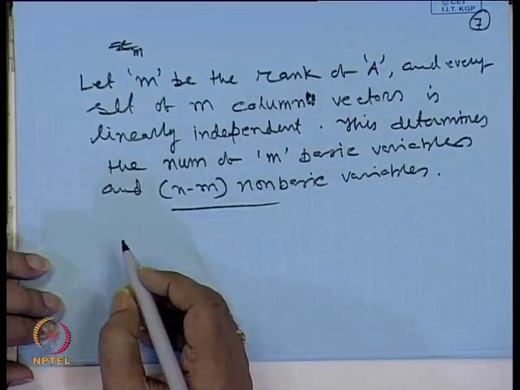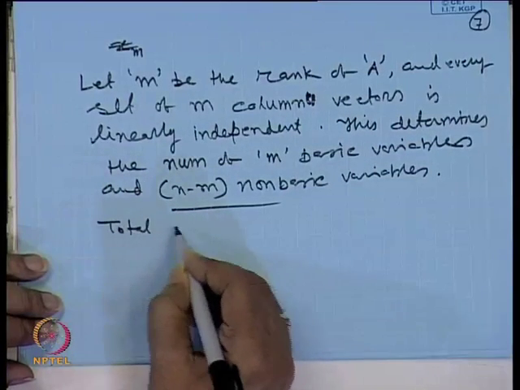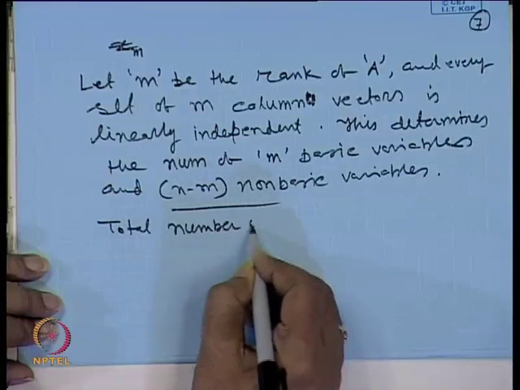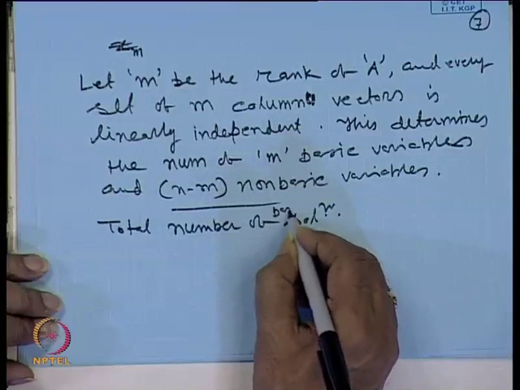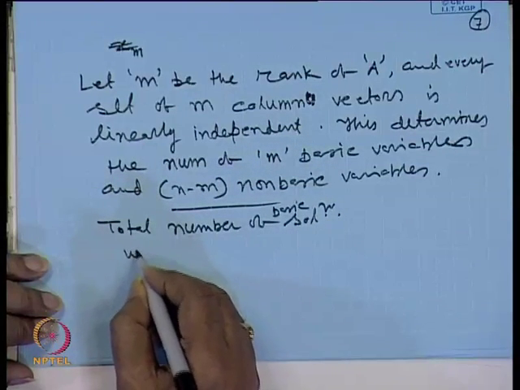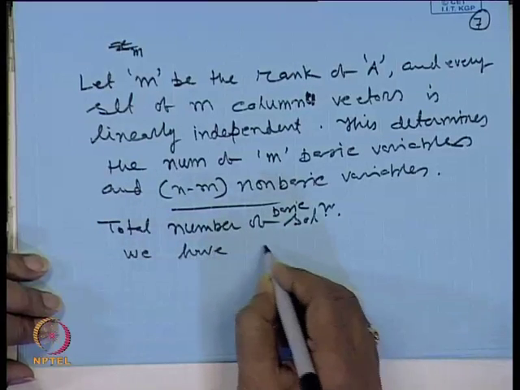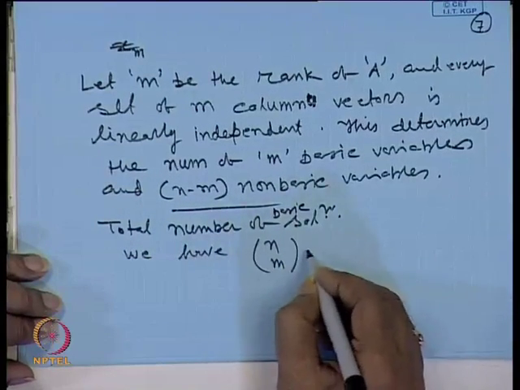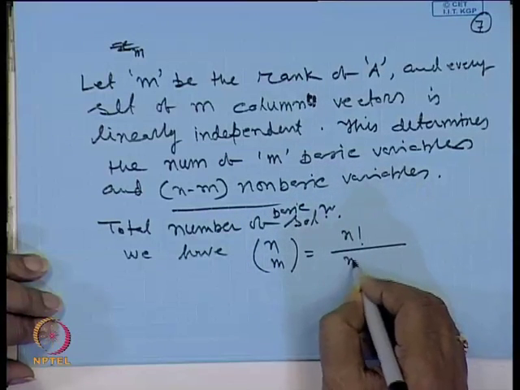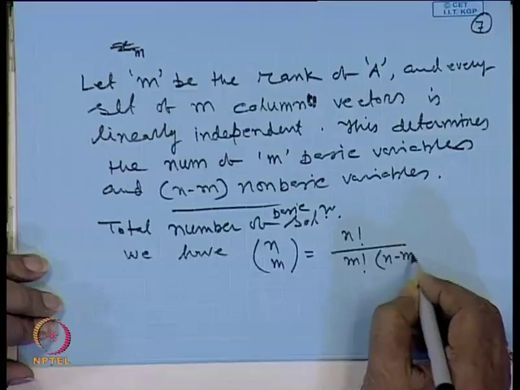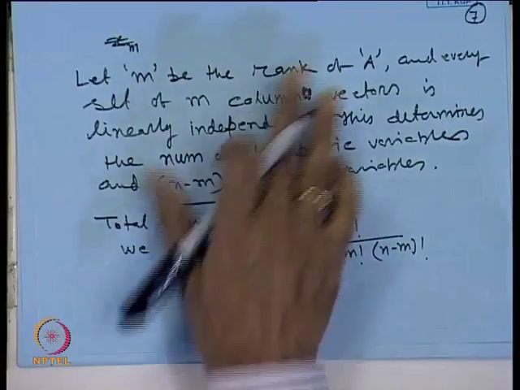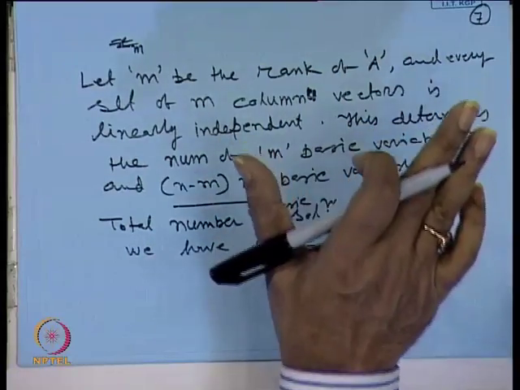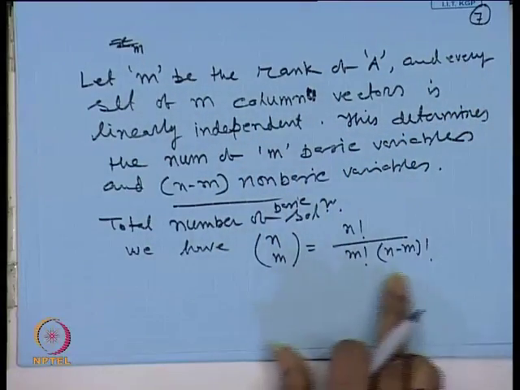Okay. So the total number of basic solutions we have is n choose m, equal to factorial n divided by factorial m, factorial n minus m. So let us see, and this solution, if you have m equations and n variables, basically we have this number of solutions.